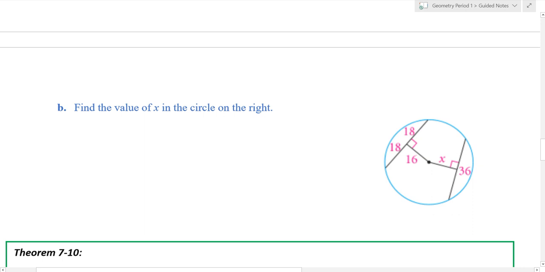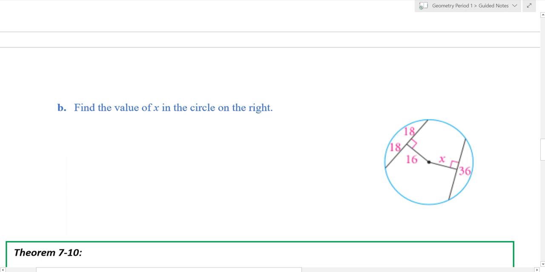I'm going to pause the video and then you can actually see if you get the same answer I do. So find the value of x in the circle on the right. Very good. So give this some thought and see if you get the same answer. All right, let's take a look.